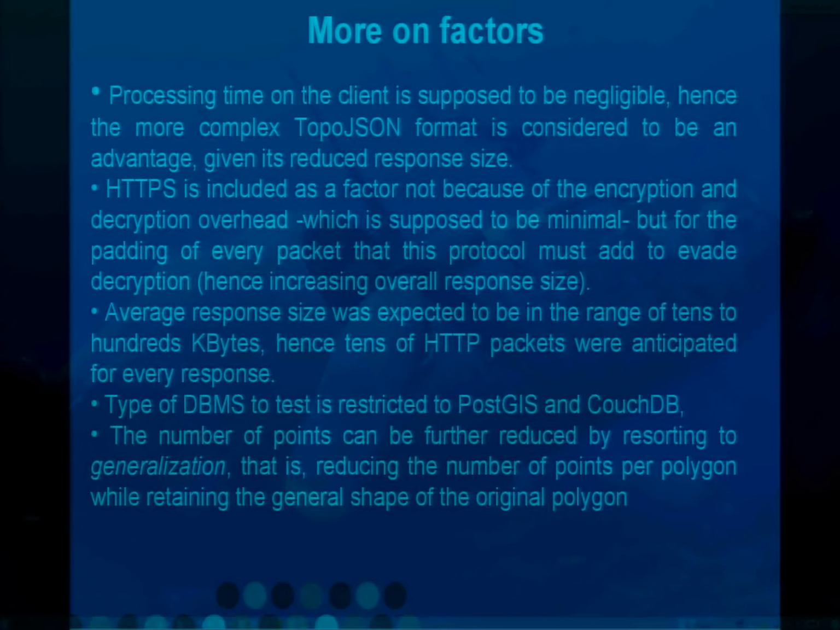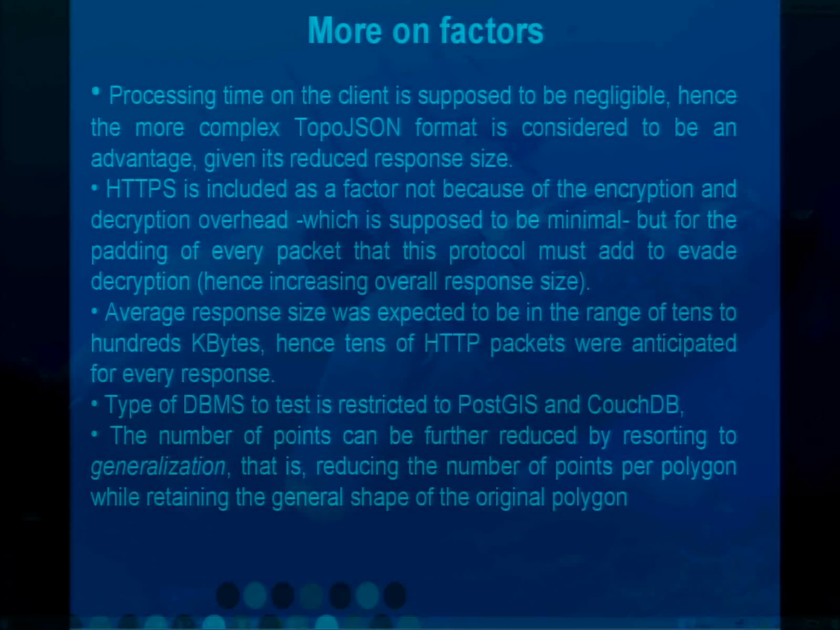Okay, a little bit more about the factors. Of course, TopoJSON is supposed to be faster because it reduces the size of the output. HTTP keep-alive is included as a factor because, we'll see it later, I didn't think it was a factor affecting the results, since after the initial check the connection is usually kept alive because of HTTP 1.1, so it should be fast enough. That's my understanding.